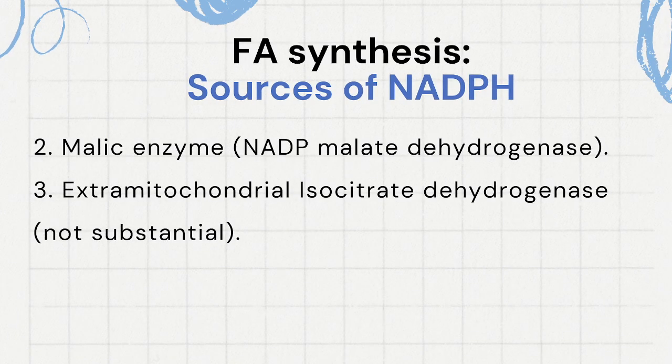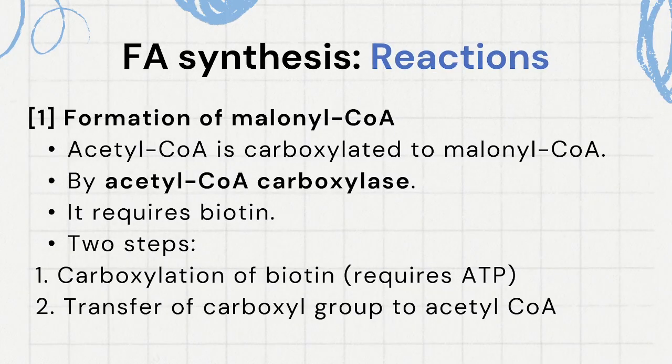A second source is malic enzyme, also called NADP malate dehydrogenase. A third, however, non-substantial source of NADPH is extra mitochondrial isocitrate dehydrogenase.